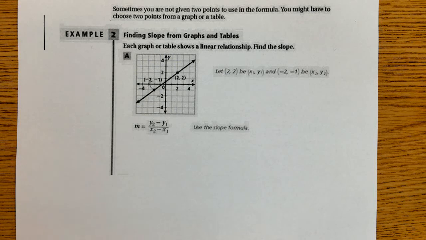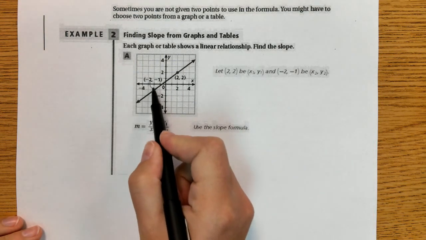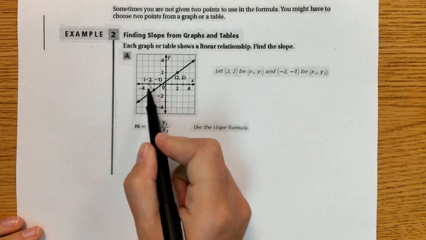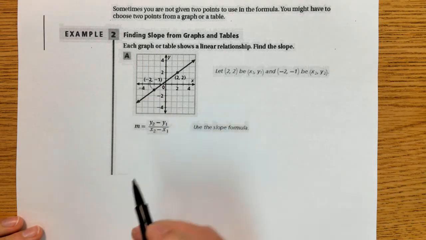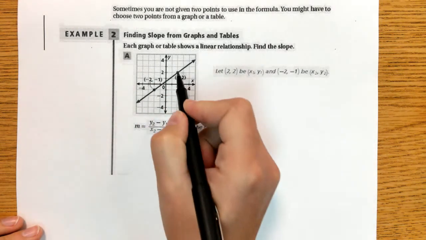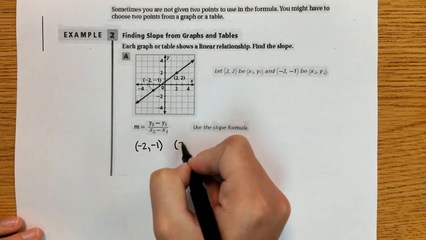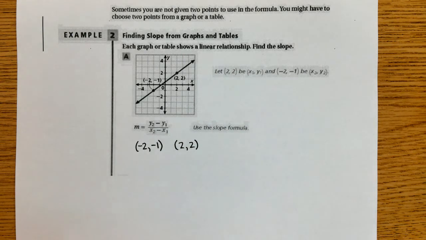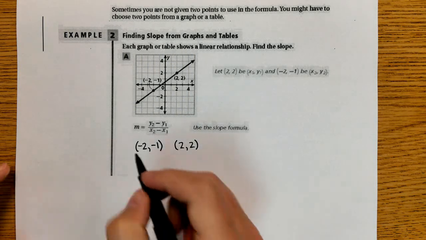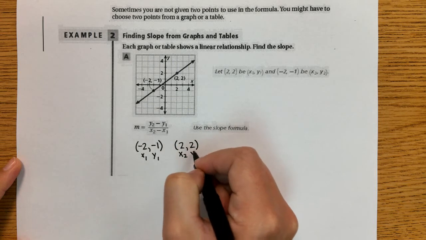Whenever you're looking at a graph, you want to make sure you pick a point where you can easily identify where the line crosses your grid. So where your grid lines make a T or a cross, that's a good point to pick. So here, if we pick negative 2, negative 1, that would be a good point. And then our second point, 2, 2. And it doesn't matter which one you pick as your first coordinate or your second coordinate. Remember when I showed with example 1, you'll get the same answer in the end. So I'm just going to put this as my first coordinate, second coordinate.